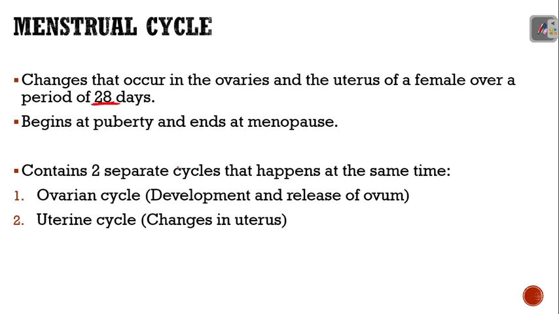During these 28 days, your ovaries will develop and release an ovum. While this is happening concurrently, the uterus basically changes according to which stage of the menstrual cycle you are in. That is the menstrual cycle. Now, let's dive right into the ovarian cycle. It's the most important one.